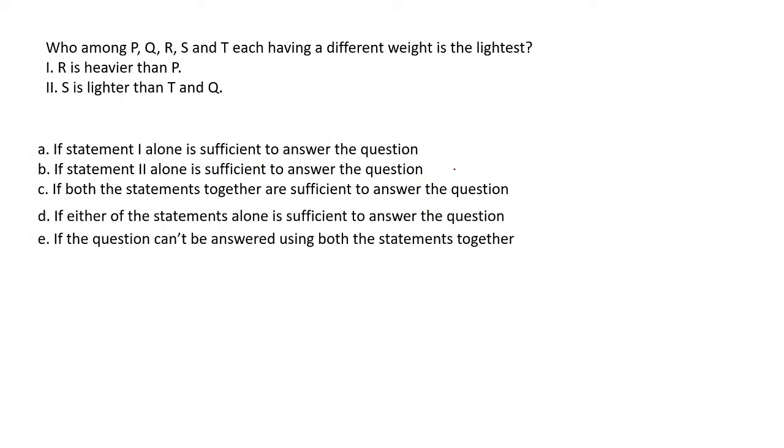Who among P, Q, R, S, T, each having a different weight, is the lightest? So now the question is pretty simple. You have 5 members and you'll have to find which is the lightest. For which you need some information about the weights of P, Q, R, S, T, right? So that is given in the statement number 1 and statement number 2. If you're able to answer yes or no, are you able to get the answer or you're not able to get the answer? It's what that matters there. It's not even necessary for you to get the correct answer.